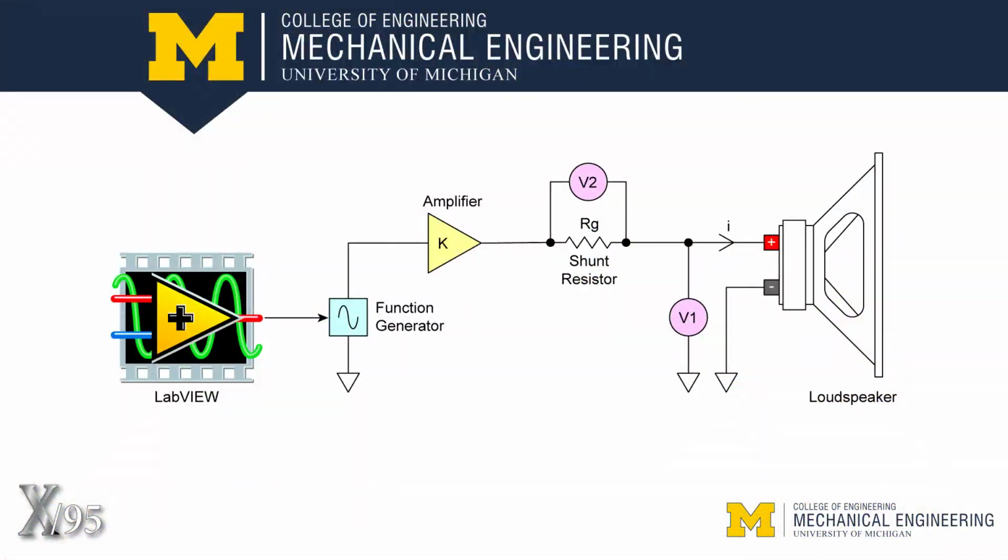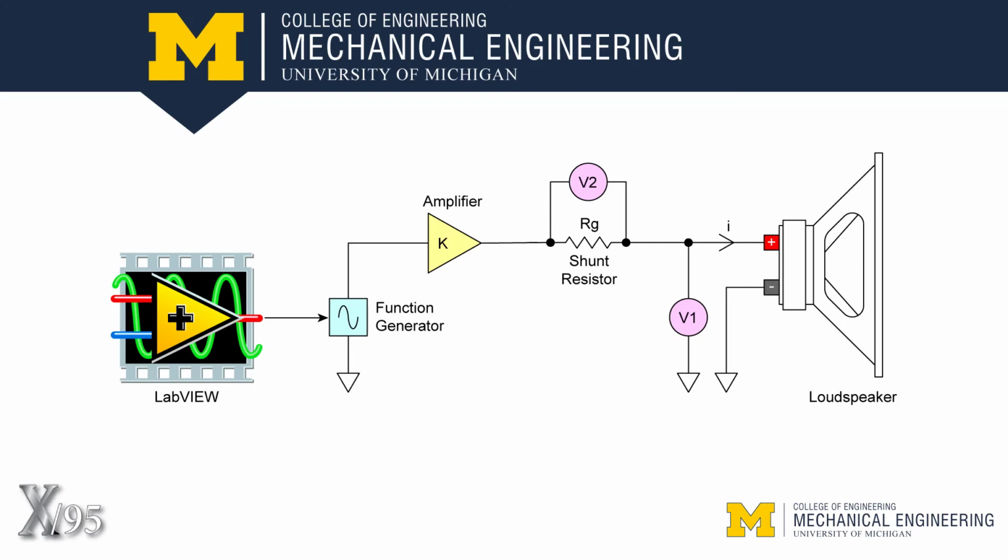Here's a block diagram of the system. LabVIEW controls the Keysight function generator, which outputs a sinusoidal signal to the power amplifier. The boosted signal passes through a shunt resistor, which allows us to measure current flowing to the speaker. The shunt resistor is valued at 0.1 ohm.